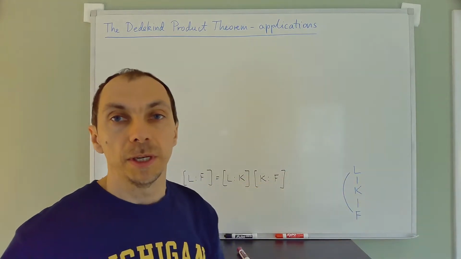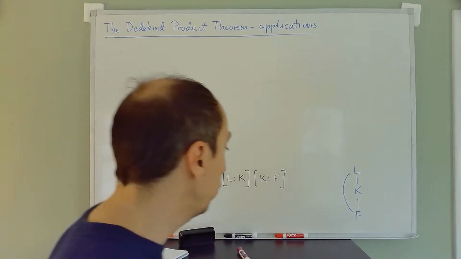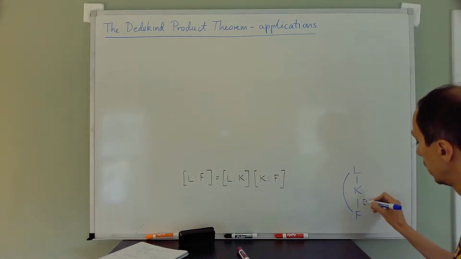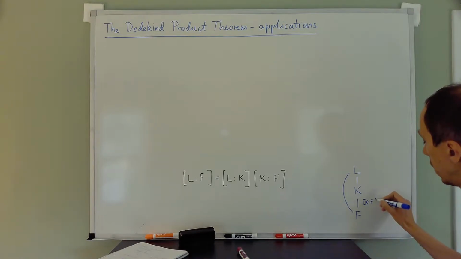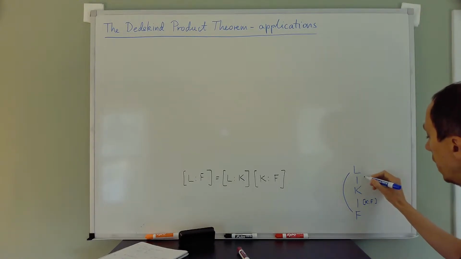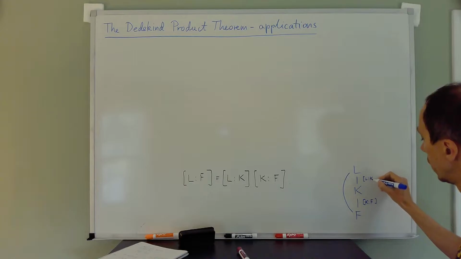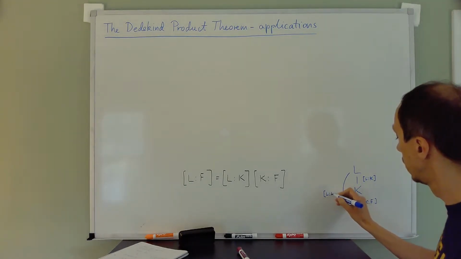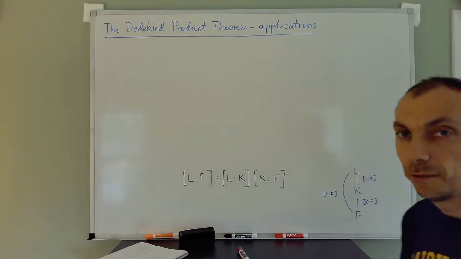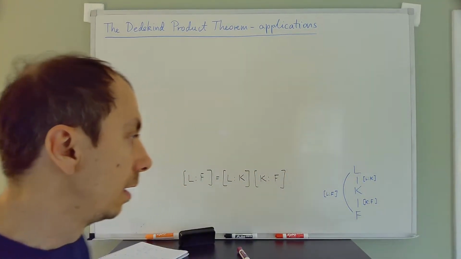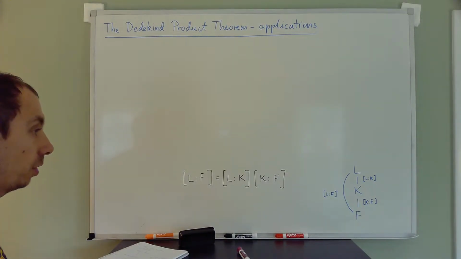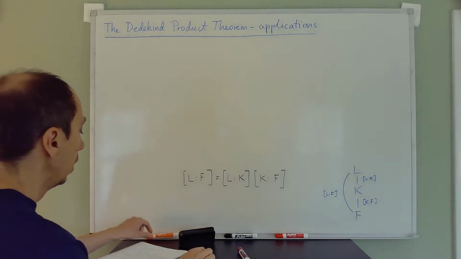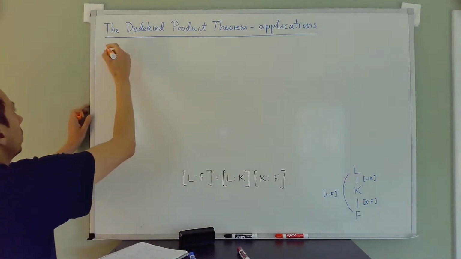You can decorate this picture even more. What people sometimes write next to these symbols is the degrees. So here I would write the degree K over F. Here I would write the degree L over K. And this would be the degree L over F. And before I proceed to the first example, I wanted to make one observation that I want you to think about.